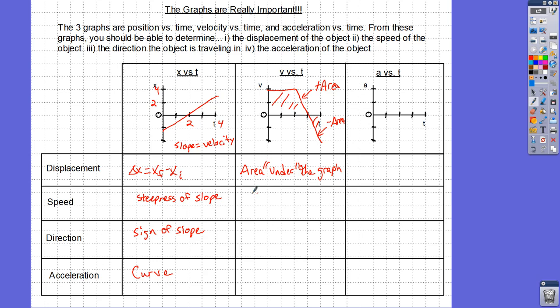Speed, you just look at the graph and get v from the graph. The direction is again the sign of the velocity. So the sign of the velocity is basically anything above the t-axis is positive. It's moving in the positive direction, and then when the line is below the t-axis, that's negative.